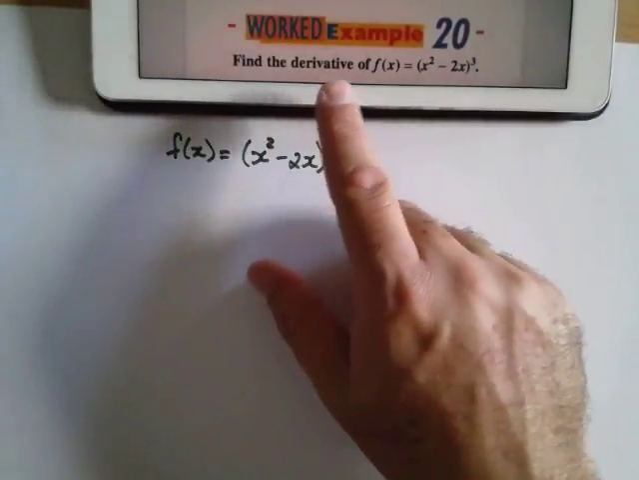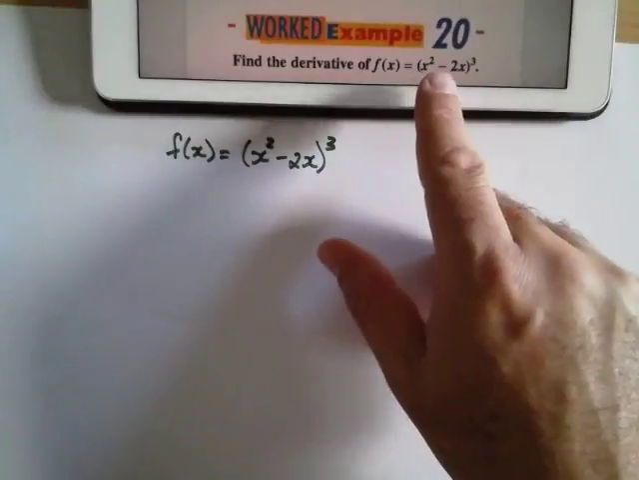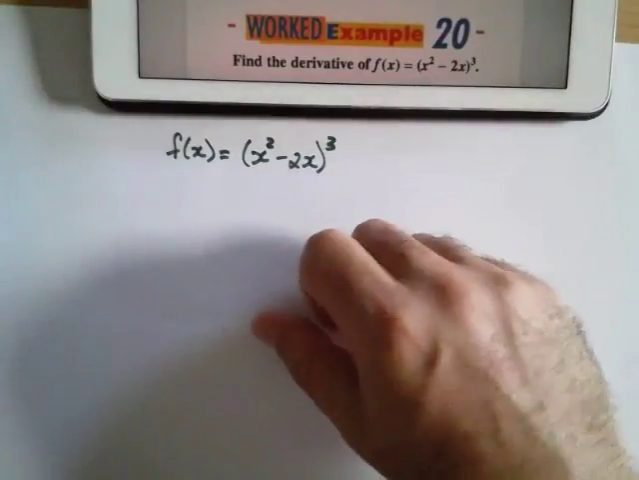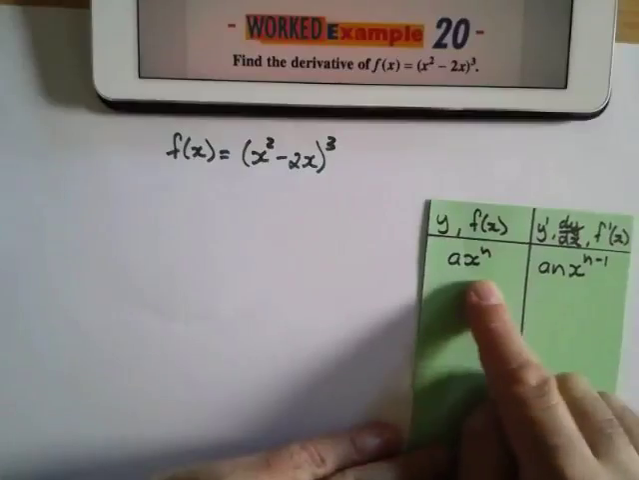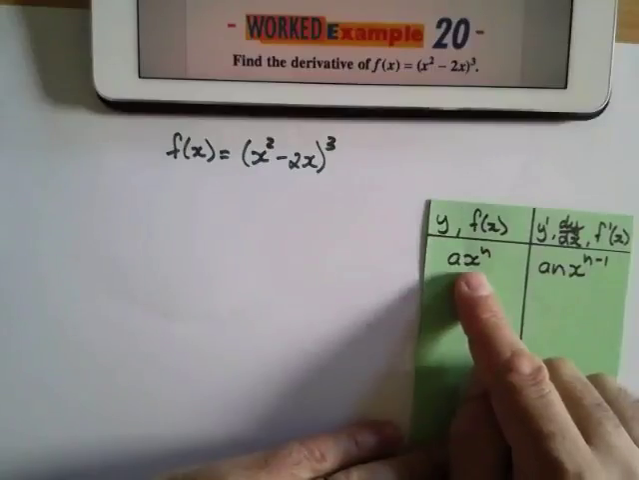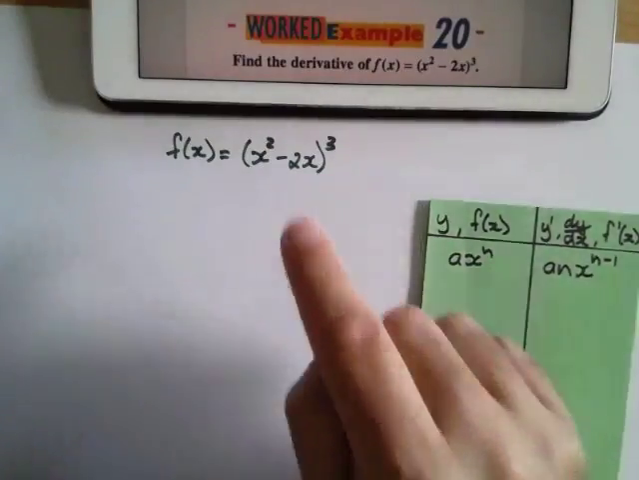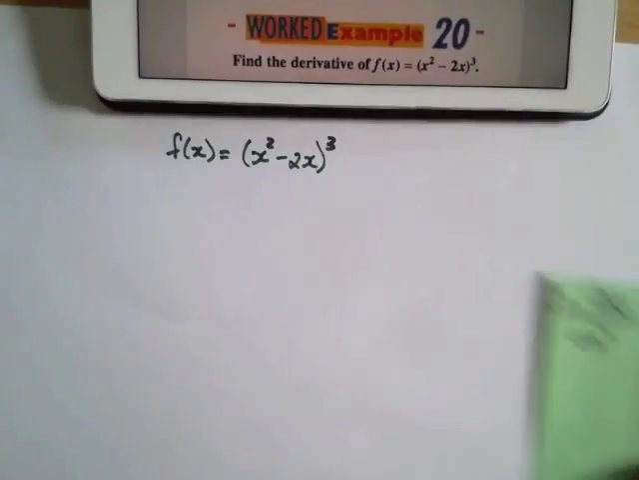Find the derivative of f(x) when f(x) equals (x squared minus 2x) to the power 3. It looks almost like the only rule that we have, but the thing is we only have an x here to the power; we have a function to a power. So in this video, I'm only going to do it the short way.